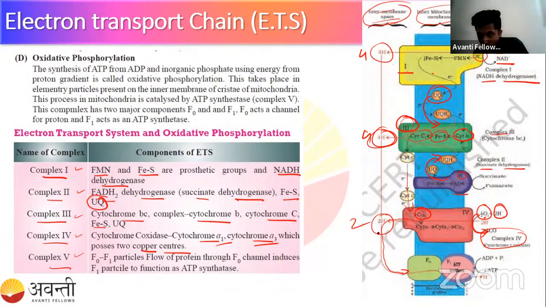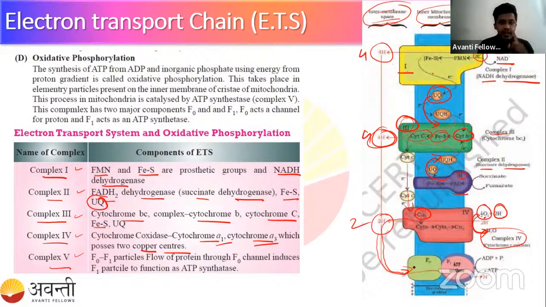Now these protons enter complex 5. Okay. While they enter complex 5, this is a very interesting phase because we already know, and it becomes very, very easy. When we look at our complex 5, it is nothing but some particles of our ATP synthetase.